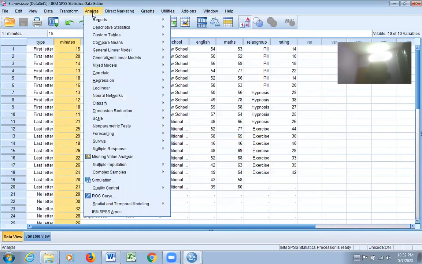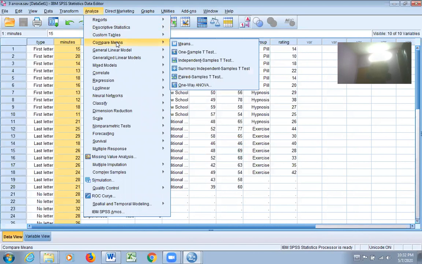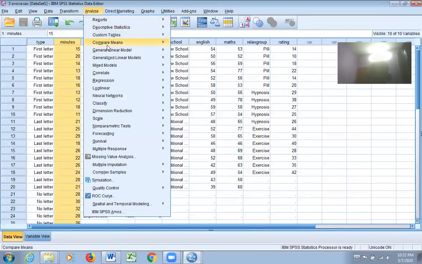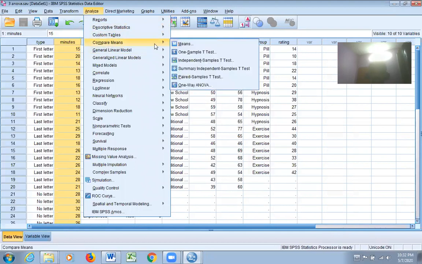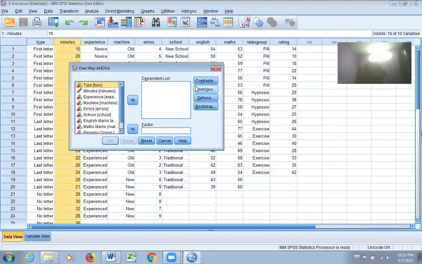Go to analyze. In analyze, go to compare means. In compare means, go to one-way ANOVA. So I just repeat it: analyze, compare means, and in compare means you go for one-way ANOVA. Fine. So the screen appears here.